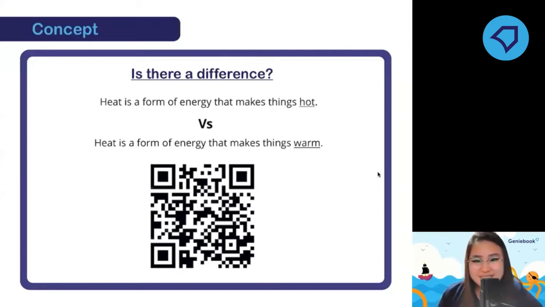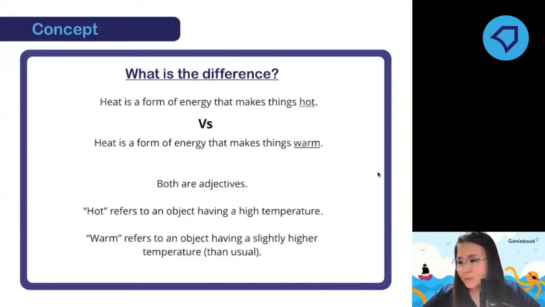Okay, done? So what exactly is the difference between hot and warm? Both of these are considered adjectives. I feel like I'm doing some kind of English lesson. I'm not great at English, just a PSA. Both are adjectives, meaning they are descriptive. They are used to describe things. Hot refers to an object having high temperature, whereas warm refers to an object having slightly higher temperature than usual.